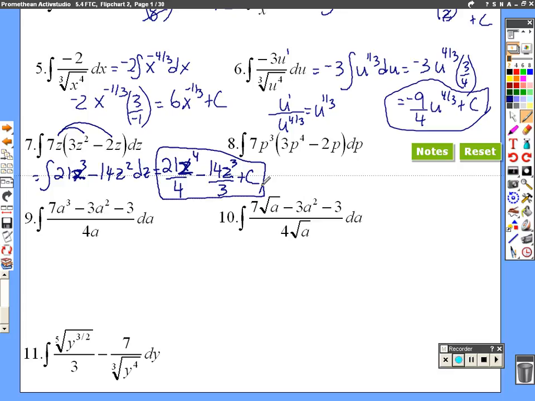All right, number 8. Let me just switch colors here, so hopefully it'll be a little bit easier for you to see. Number 8 is the same thing as the integral of 21p to the 7th minus 14p to the 4th dp. That tells me my variable. So that integral is going to equal 21p to the 8th over 8 minus 14p to the 5th over 5 plus c.